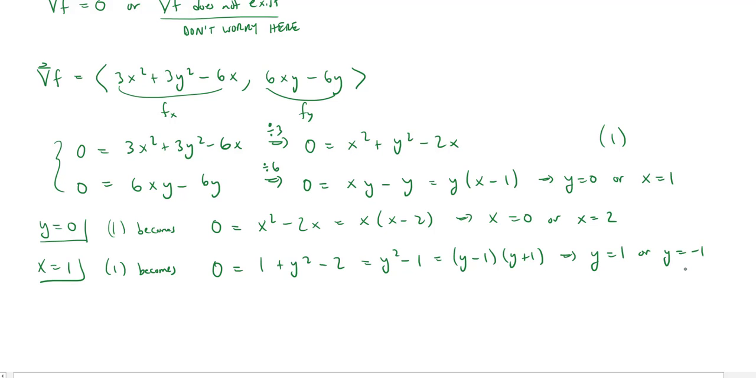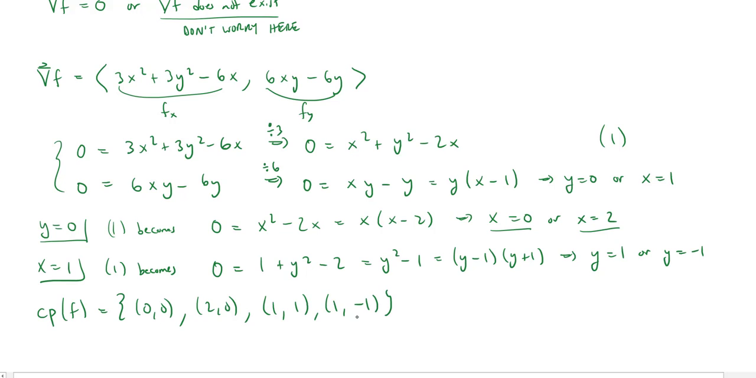Okay, so let's put this all together. In the case where y is 0, we ended up with 2 different possibilities for critical points of the function f. One of them is when x and y are both 0, so we get (0, 0). We also get when x is 2 and y is 0, so (2, 0). Now the second case, where x was 1, which we haven't handled yet. If x is 1, then y is either 1 or minus 1. So we end up with (1, 1) and (1, -1). So in total, we have 4 critical points, right?